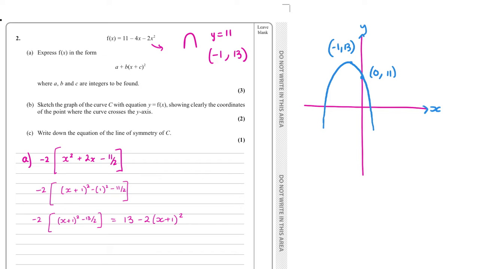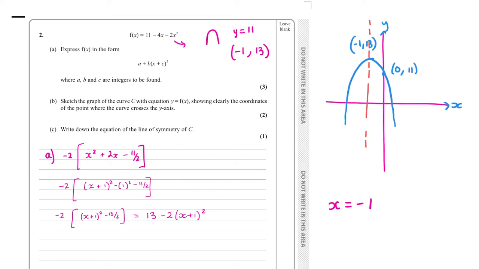So it then says write down the equation of the line of symmetry. Now the line of symmetry is in fact the line x equals minus 1. Okay? So there's the line of symmetry. So that's an easy 5, 6 marks. Yeah, the line of symmetry goes through the turning point because it's symmetrical about that line.